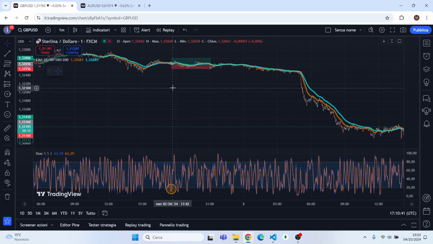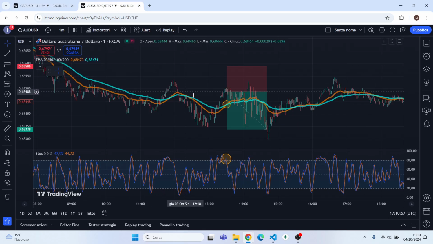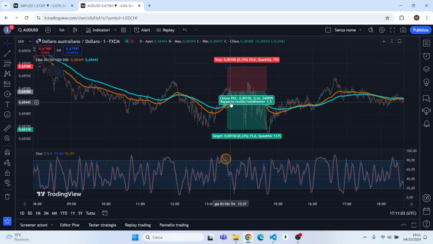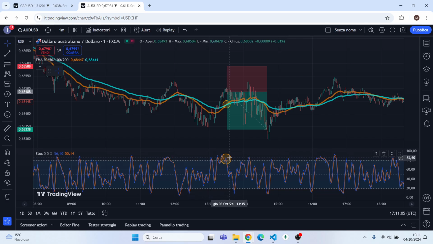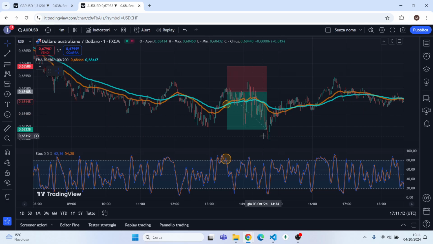Let's see an unsuccessful one here. As you can see, the EMA 50 goes below the EMA 100, the stochastic goes above 20. You can open a long position. In this case, it was a fail. Let's see a short trade. You have to check that EMA 50 goes above EMA 100. Here it happens. The stochastic goes below 80. Here it happens. Stop loss of 10 pips. And in this case, it was a success.